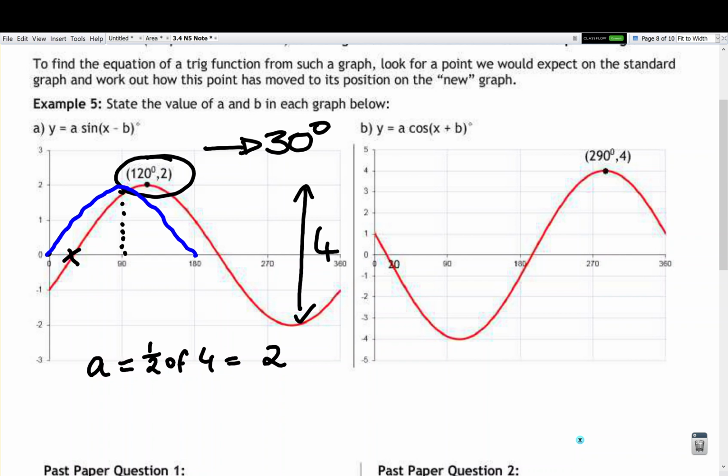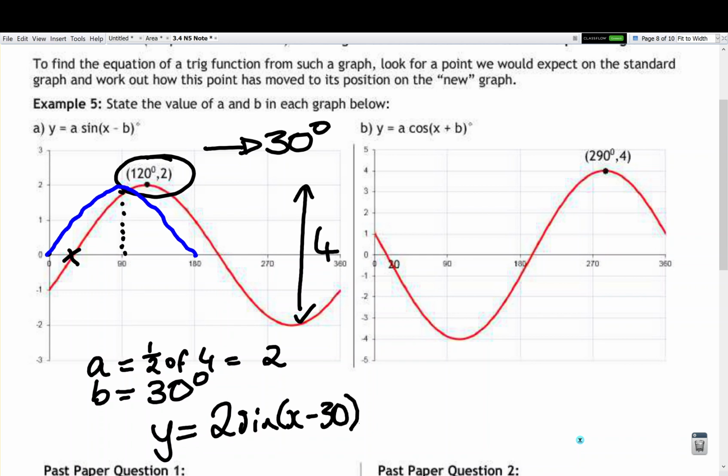Okay, and the way you can think about that is, if you look at your red graph here, you can think, what would I need to do to get back to where the graph should be? So the graph's maximum of 2 sine x should be at 90. It's actually at 120, so it must be minus 30 in the bracket to get back to 90. So B has a value of 30 degrees, which means if we write down the equation, it's y equals 2 sine, and I need x minus 30 to get back to 90. Okay, a wee bit more confusing when we're working with phase angle. I hope that made sense. We'll do another one just now, and hopefully it will make sense again.